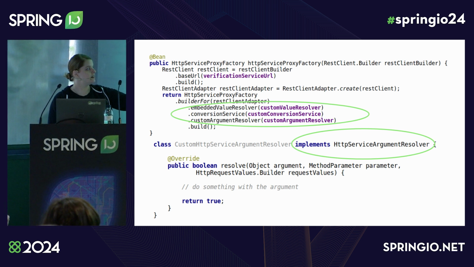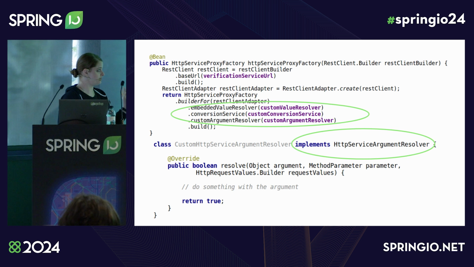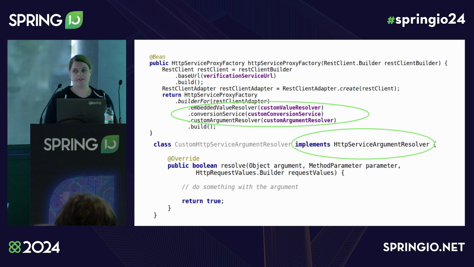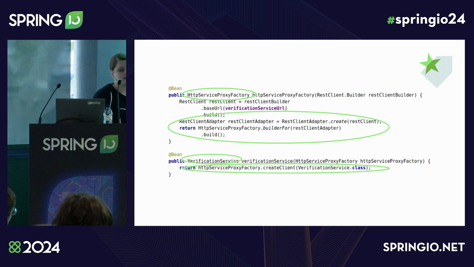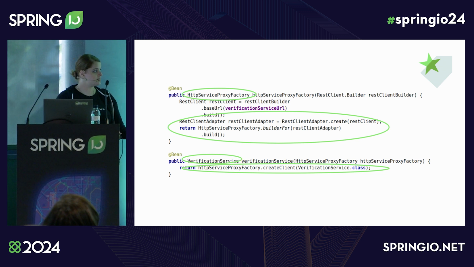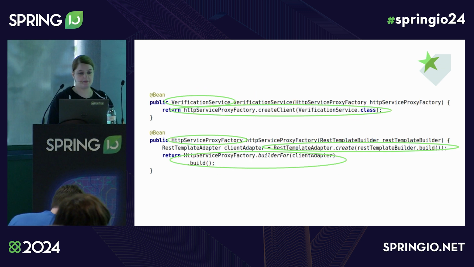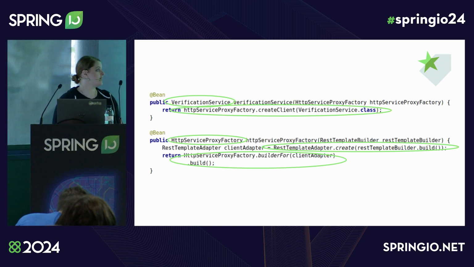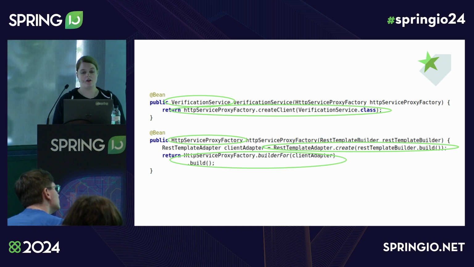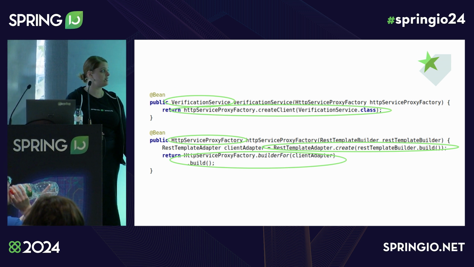And you can register a custom argument resolver like this on the HTTP service proxy factory builder. So yeah, it should be straightforward. It gives you a lot of flexibility in terms of your specific scenarios. And then obviously for REST client, we do all the same. We just have a REST client adapter instead of web client adapter. And again, we can also do the same for the REST template, just using a REST template adapter.